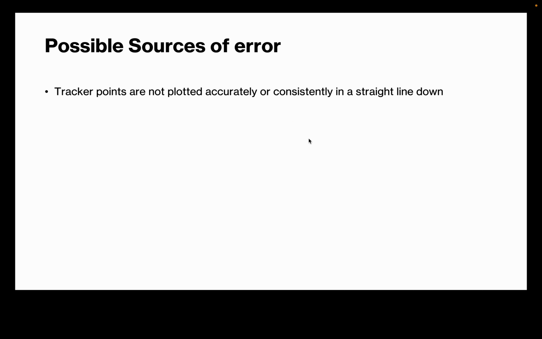moving down faster. So possible sources of error in this lab were just that the tracker points were not plotted accurately or consistently in a straight line down.